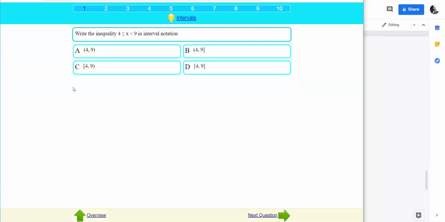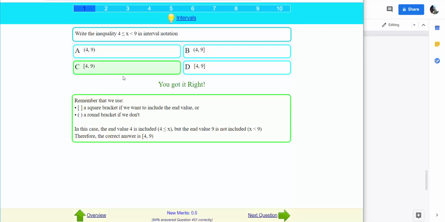Okay, write the inequality for less than or equal, x less than 9, in interval notation. So this is a square bracket, and that's definitely it.